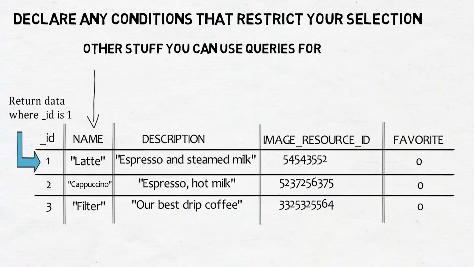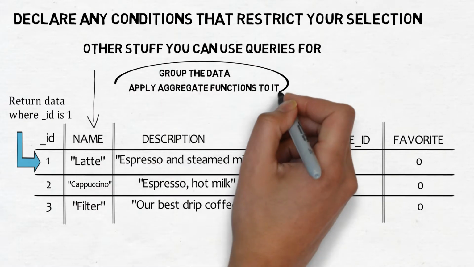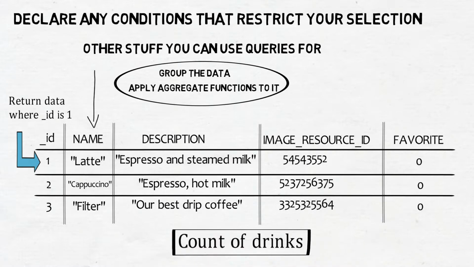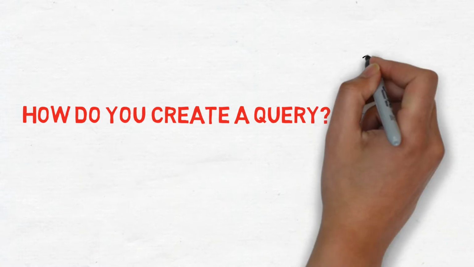You can also use queries to group the data in some way and apply aggregate functions to it. As an example, you might want to return a count of how many drinks there are and display it in your app. So how do you create a query? We'll see that in the next video.